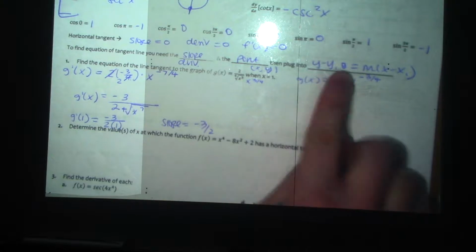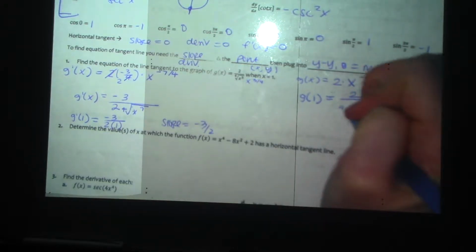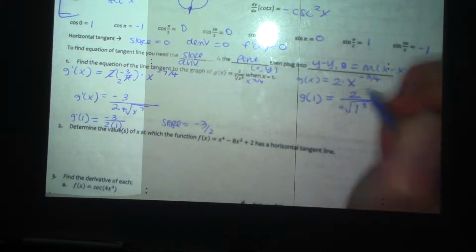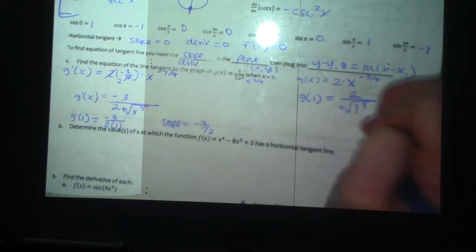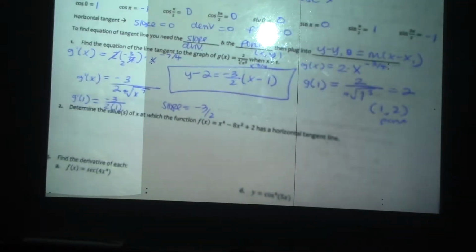Now before we can plug into point slope form, I need to know the point. So let's find what g, just g, not g prime, g of 1 is. So g of 1 is 2 over, again, the 1 to this power, which is just 2. So then your point is 1, 2. I've got my slope, I've got my point, plug in. y minus y1 equals slope, x minus the x value. That's your answer.